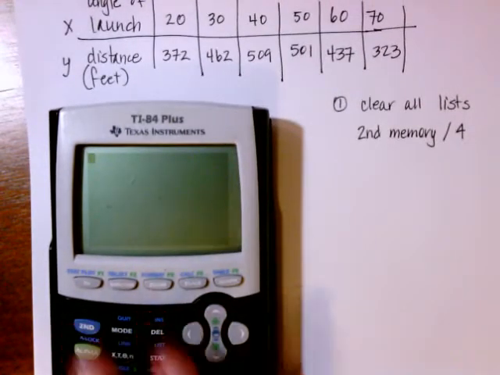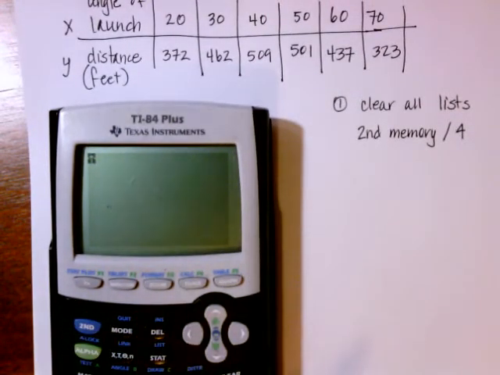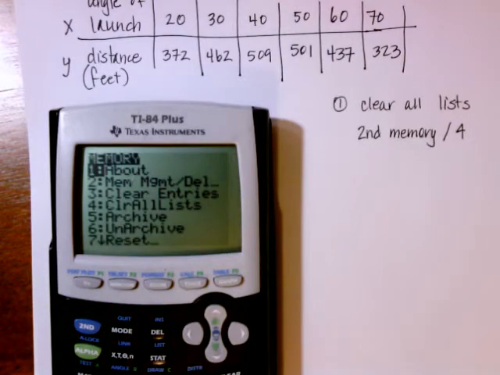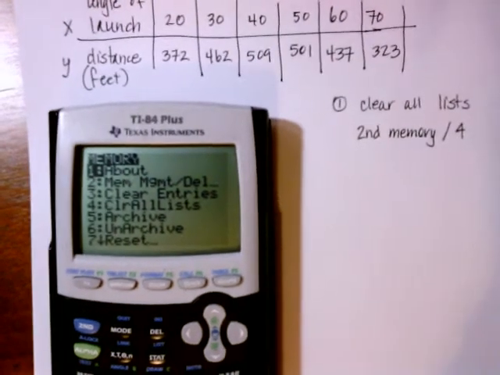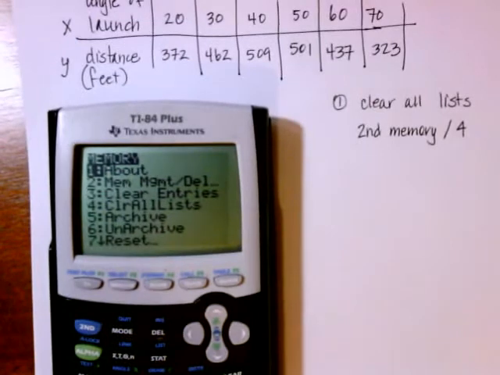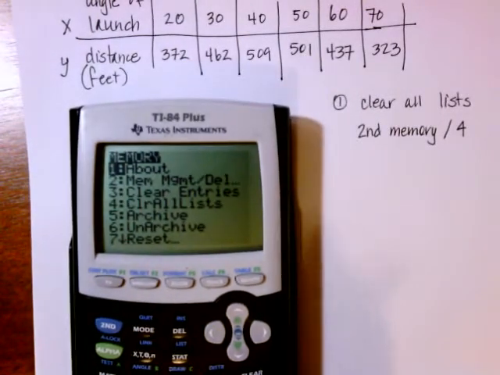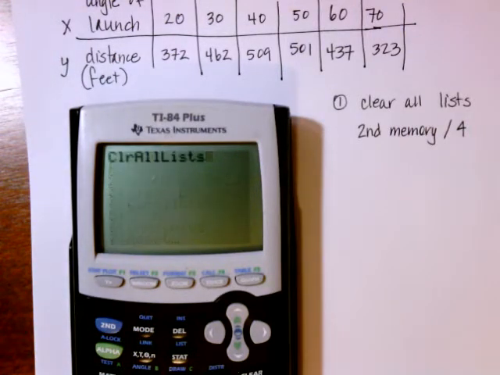Alright, so I'm going to go second memory, and the memory is above the plus sign. Okay, see if I can get it to focus a little bit. Maybe that's better. Okay, and then what I'm going to do, if you'll notice, option number 4 says clear all lists. So I'm going to do 4 and then hit enter, and it tells me that my lists are cleared.